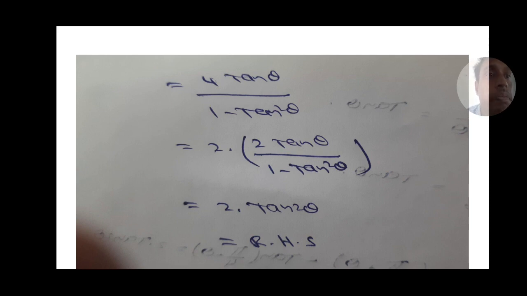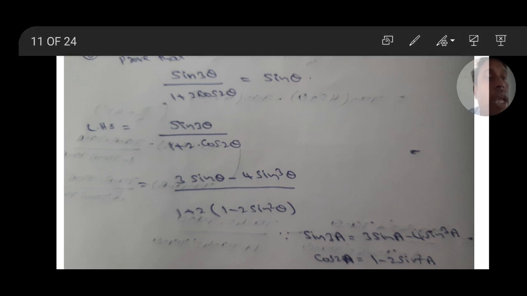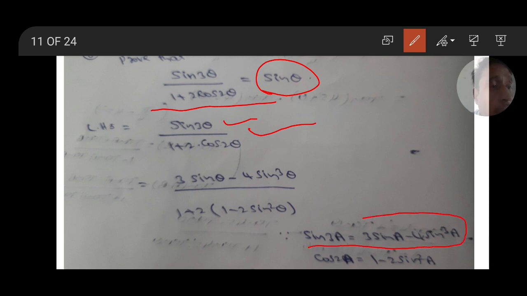Okay, next, prove that sin 3 theta by 1 plus 2 cos 2 theta equals sin theta. So LHS: sin 3 theta by 1 plus 2 cos 2 theta. What is the sin 3 theta formula? Sin 3a formula: 3 sin a minus 4 sin cube a. Here instead of a we have theta, so that is 3 sin theta minus 4 sin cube theta.